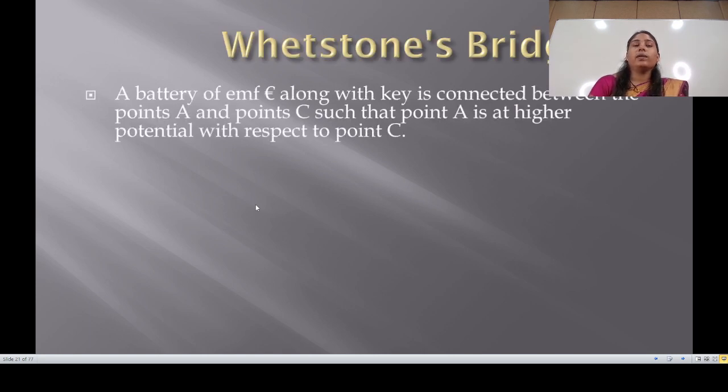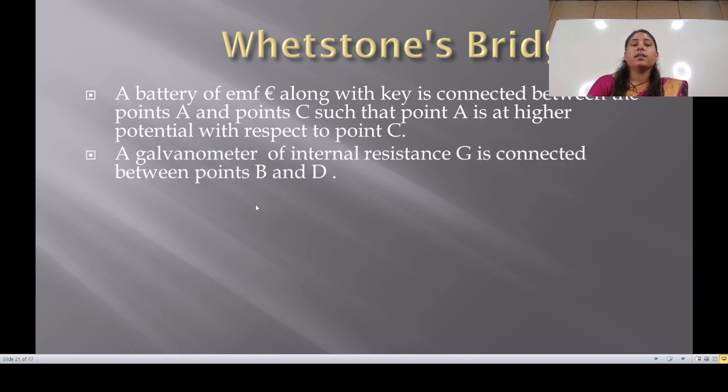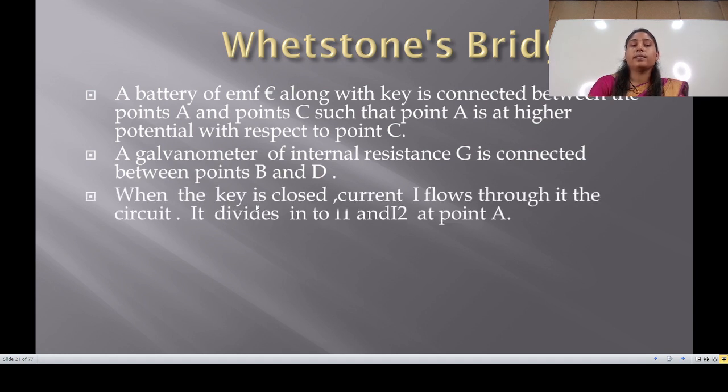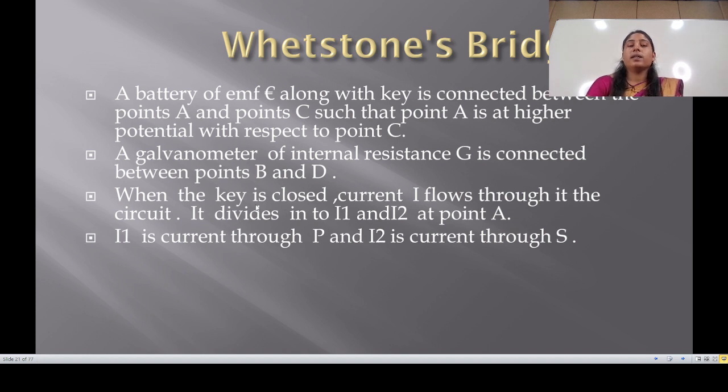Wheatstone bridge: a battery of EMF E along with a key is connected between points A and C, such that point A is at higher potential with respect to point C. A galvanometer of internal resistance G is connected between points B and D. When the key K is closed, the current I flows through the circuit. It divides into I1 and I2 at point A. I1 is the current through P and I2 is the current through S.